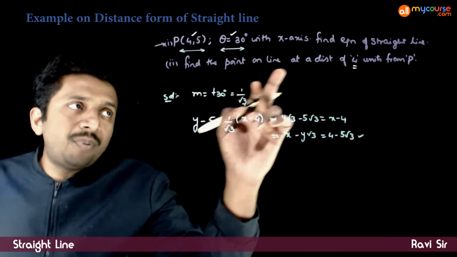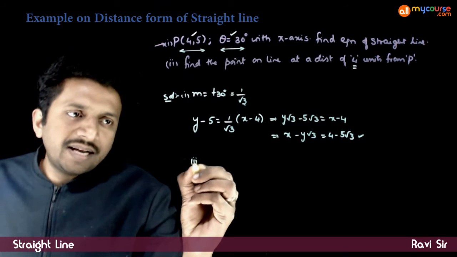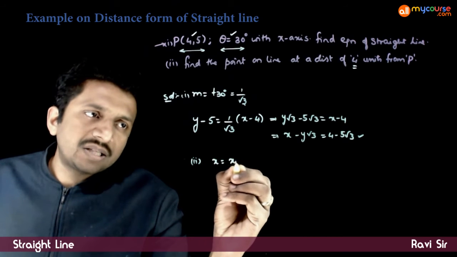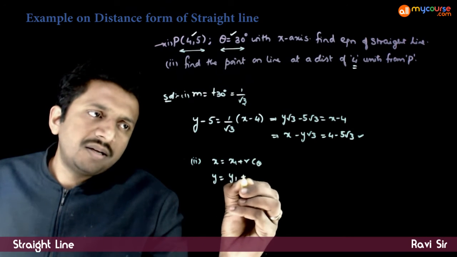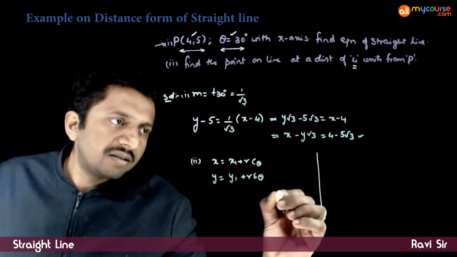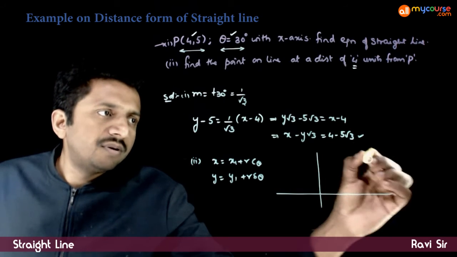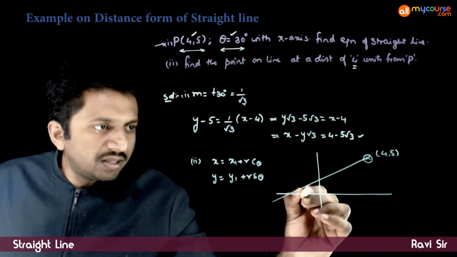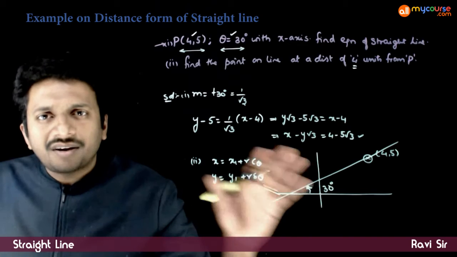Now you are asked to find a point at a distance of 4 units from P. So in the second subpart, I'll use the distance form. So I have x is equal to x1 plus r cos theta, y is equal to y1 plus r sin theta. Now if you draw the diagram of this line, the line is passing through the point (4, 5). The line is making an angle of 30 degrees with the x-axis. This angle is something like 30 degrees. So I'm drawing a rough diagram.